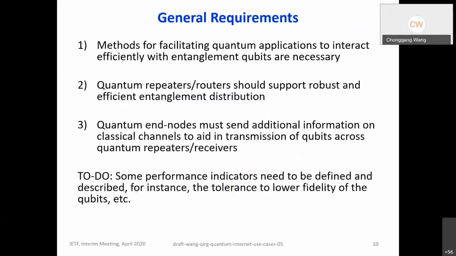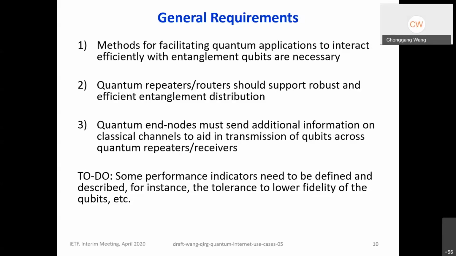So those are three use cases selected. And then we were trying to have a section about the general requirements. Currently, we have three high-level requirements. The first one is a method for facilitating quantum applications to interact efficiently with the entanglement qubits that are necessary.